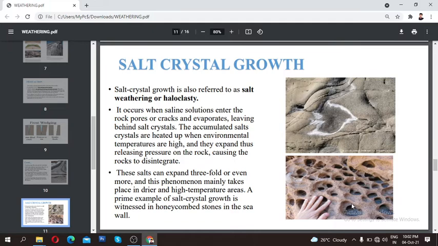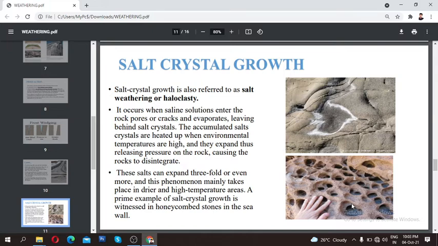The accumulated salt crystals are heated up when environmental temperatures are high, and they expand, thus exerting pressure on the rock, causing the rocks to disintegrate. If this process is continuously repeated, these fissures or small cracks dry up, because the temperature falls as well as rises. Both these processes occur simultaneously. As a result, these crystals will grow, that is, more accumulation will be there in these pore spaces.